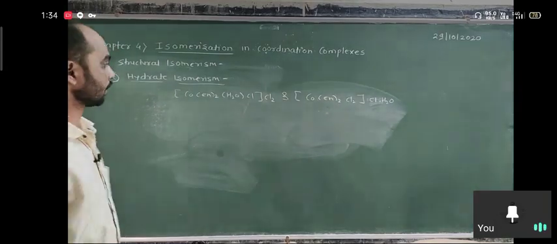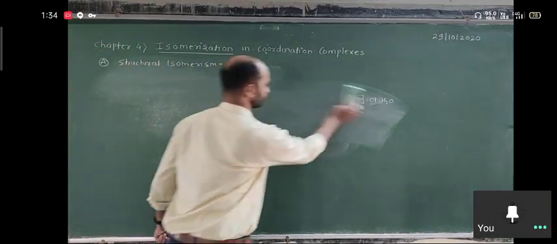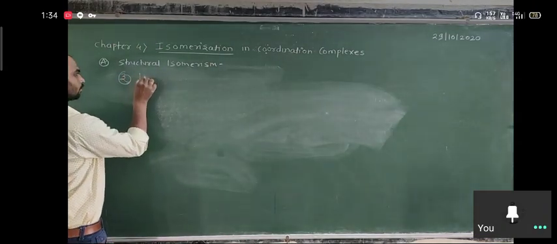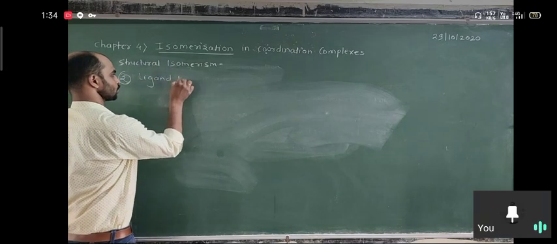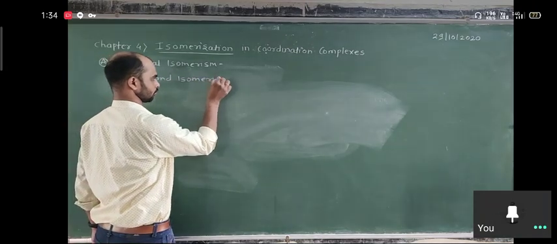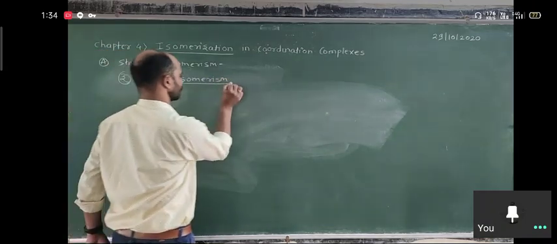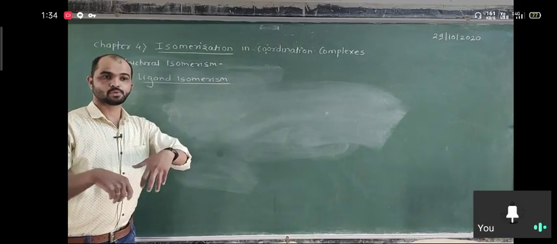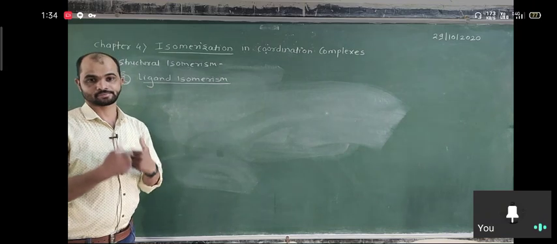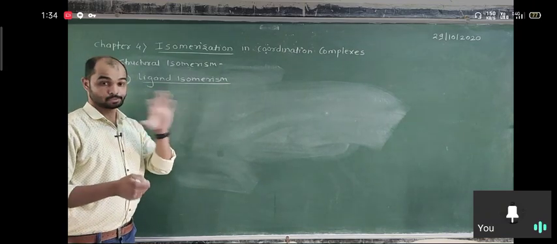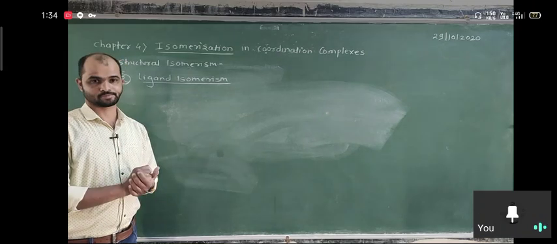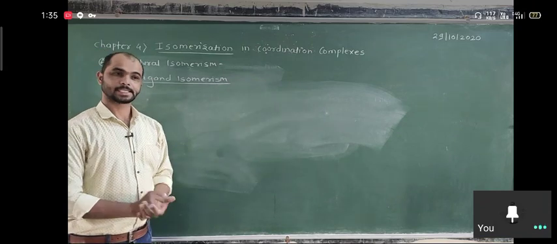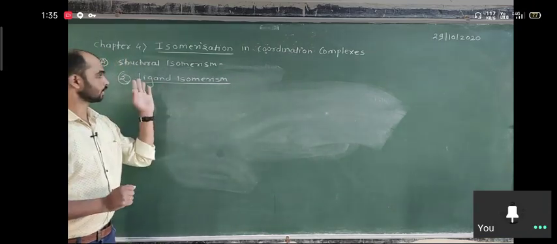In the third case, there is ligand isomerism. Okay, so what is ligand isomerism? It is isomerism due to the presence of isomerism in the ligand itself. Means a special ligand itself has isomerism, and if two different isomers of the ligand are present in different compounds, at that time we say there is ligand isomerism.